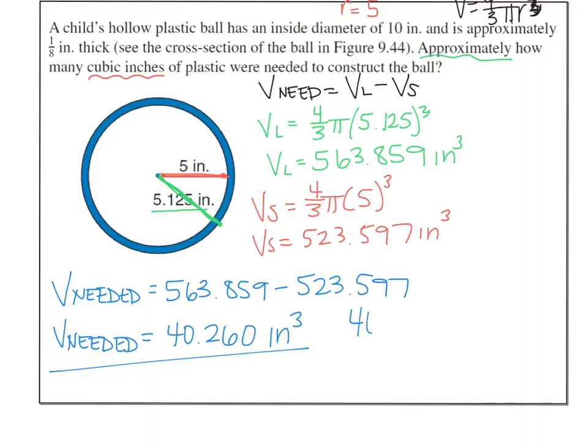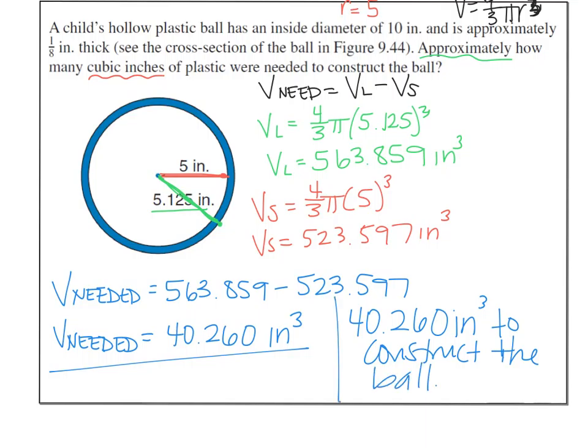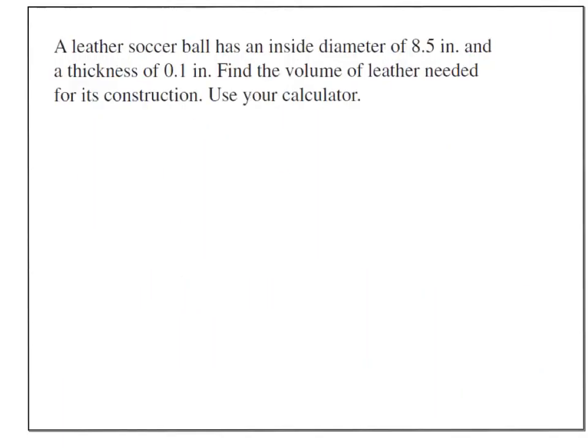And so how many cubic inches? So we would need 40.260 cubic inches to construct the ball. Okay? So take a moment, draw a picture, and see if you can come up with what the answer would be here for this, for the amount of leather needed to make this soccer ball.